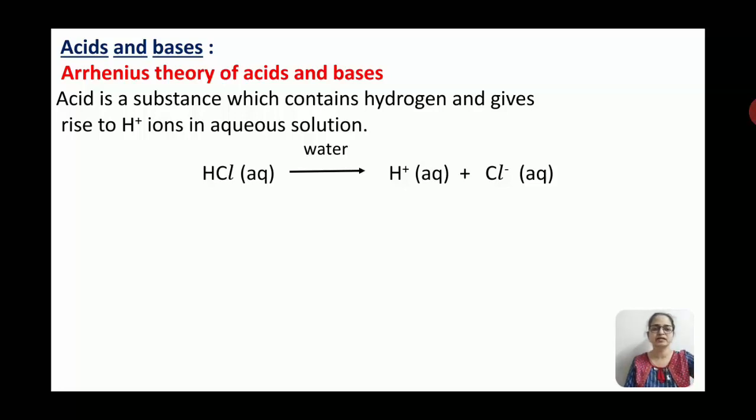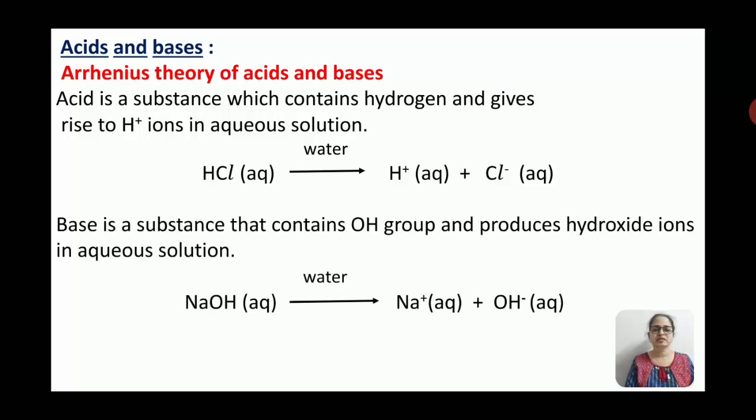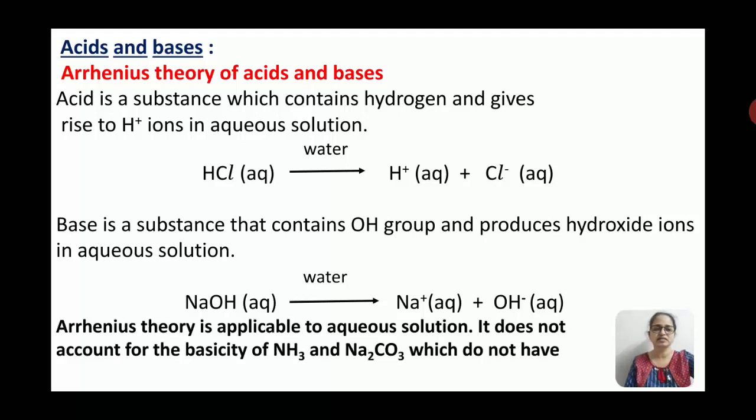Similarly, you can predict the definition about the base. Base is a substance that contains OH group and produces hydroxide ions in aqueous solution. For example, simple base, you can take NaOH. So NaOH in aqueous solution will give you Na plus OH minus. Now we will see what are the drawbacks of this Arrhenius theory.